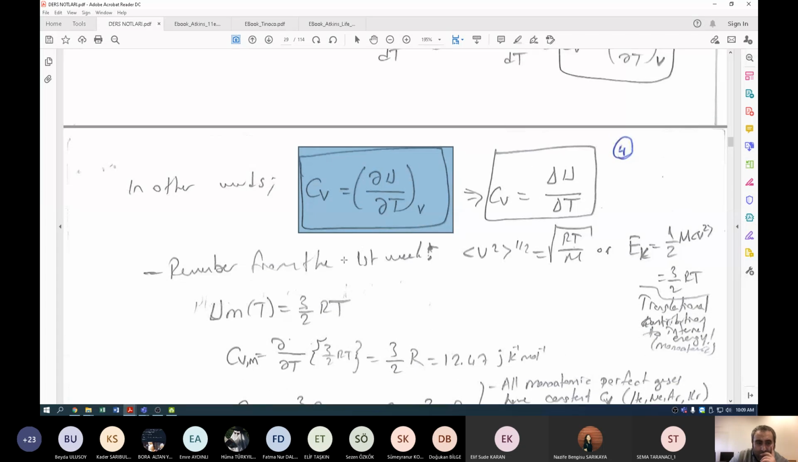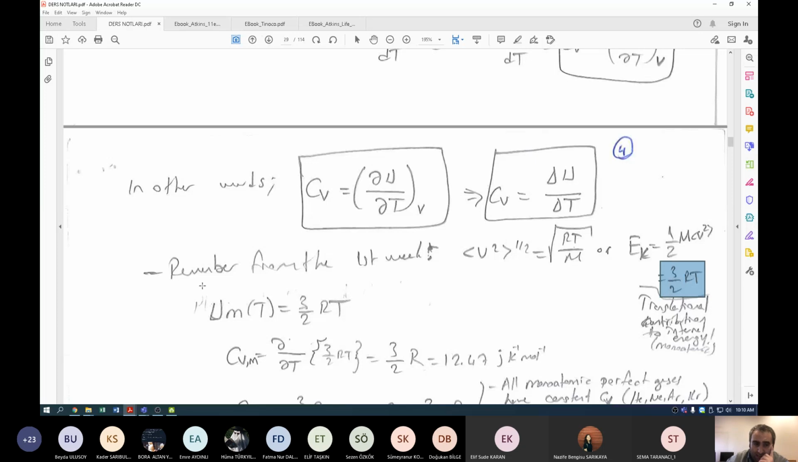If you remember from the first couple of weeks, we were talking about kinetic molecular theory in which we derived this equation. We found kinetic energy as 3 over 2 RT, right? This is the kinetic energy term. For an ideal gas, we assume there is no potential energy. The total energy of the system is the kinetic energy plus potential energy, and there is no potential part, so the total energy is actually this, 3 over 2 RT.